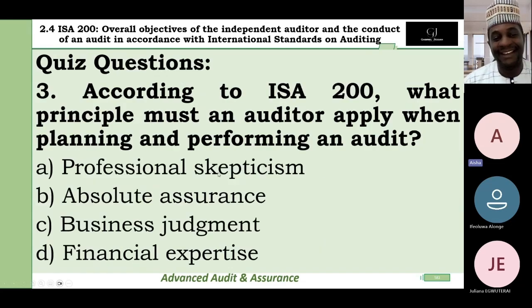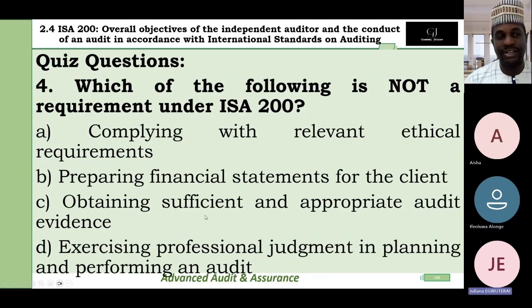All right. According to ISA 200, which principle must an auditor apply when planning and performing an audit? A, professional skepticism. B, absolute assurance. C, judgment. D. Okay. I is going for A. A is going for A. J is going for A. She's going for A too. Yes.